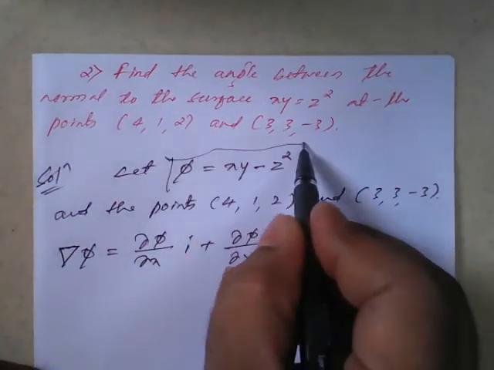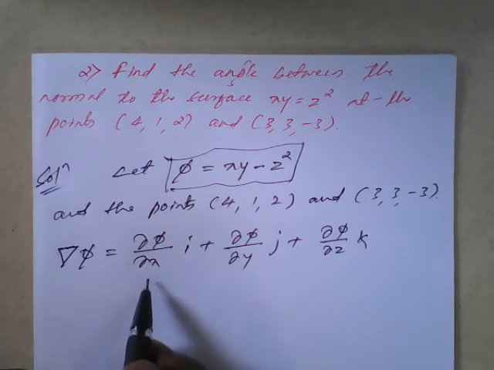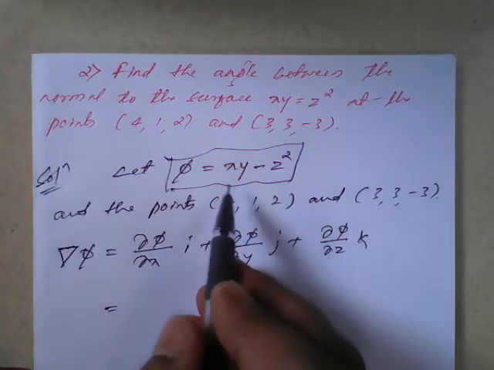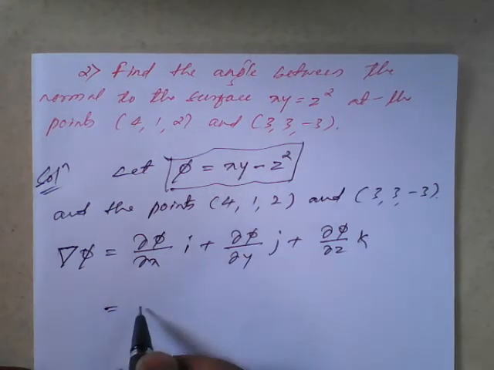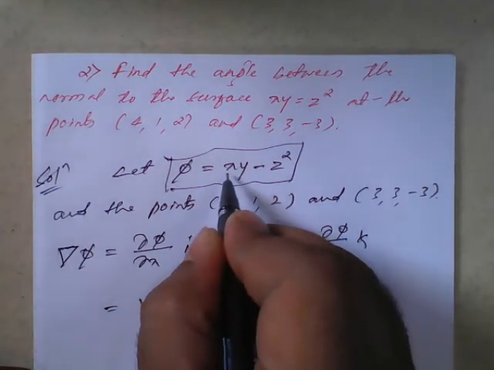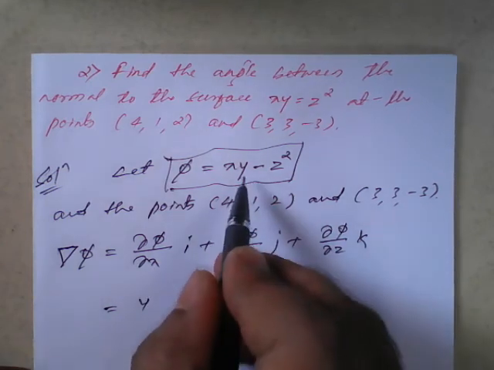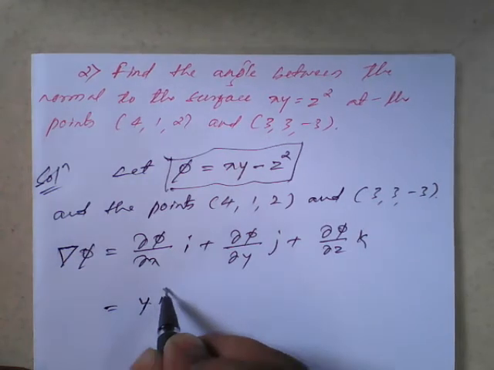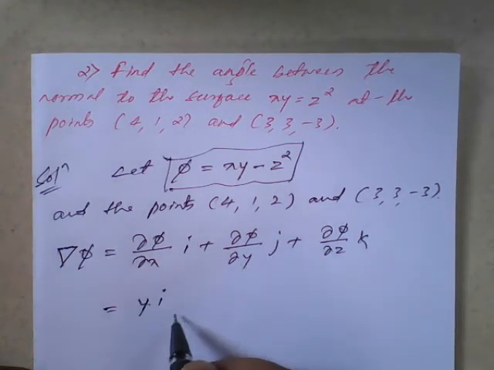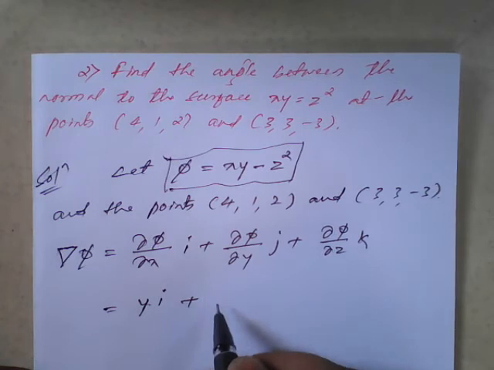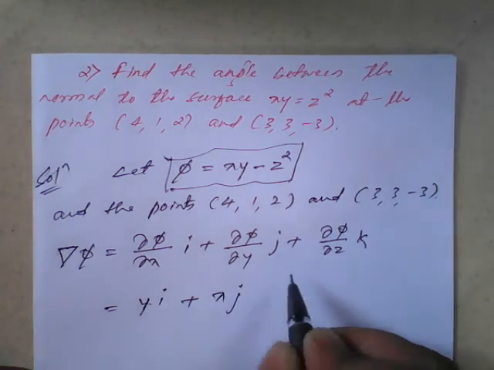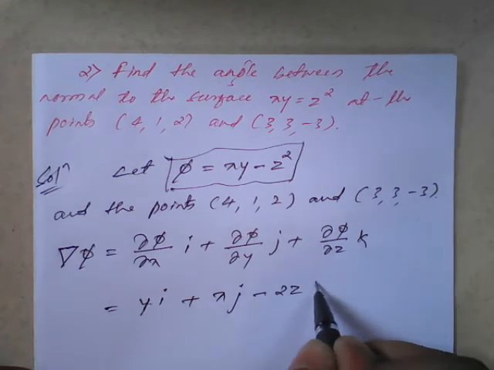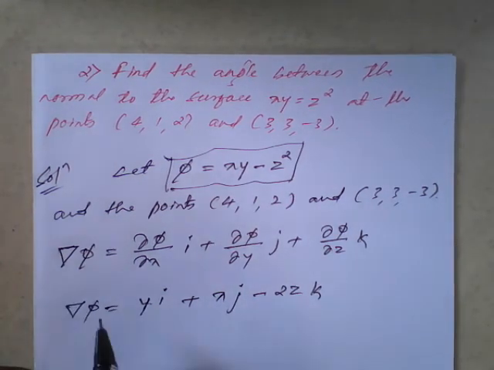And you will first differentiate this phi with respect to x, y, z partially. Therefore, dou phi by dou x is only y, because the partial derivative of x with respect to x is 1, y is a constant, keep as it is, and minus z square is 0, leave it, so it is into i. Similarly, with respect to y we will get x times j, and with respect to z, xy will become 0, it will be minus 2z of k. So this is del phi.